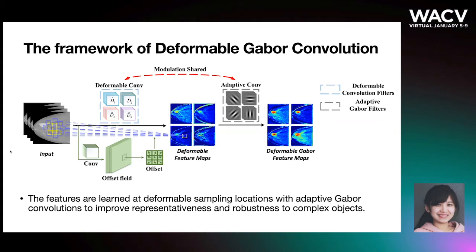In this manner, the features are learned at deformable sampling locations and with adaptive Gabor convolutions to improve representativeness and robustness to complex objects.